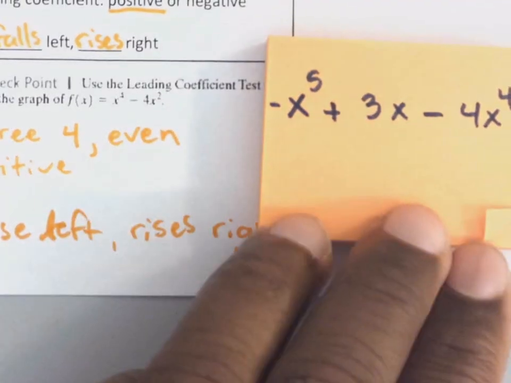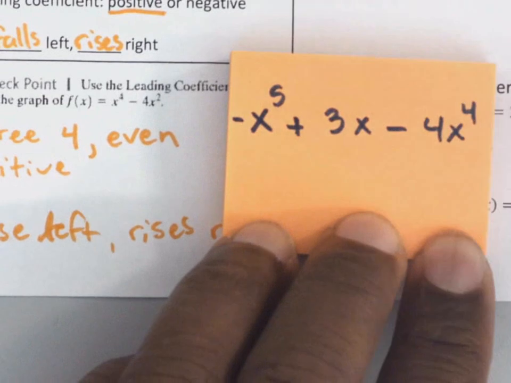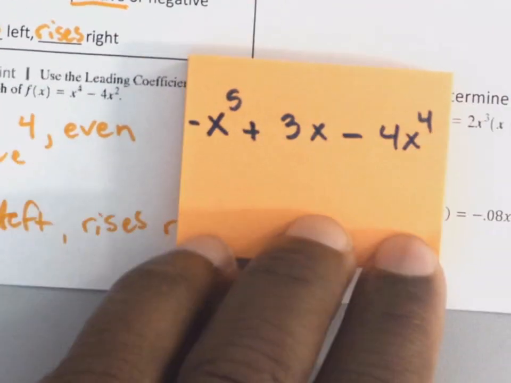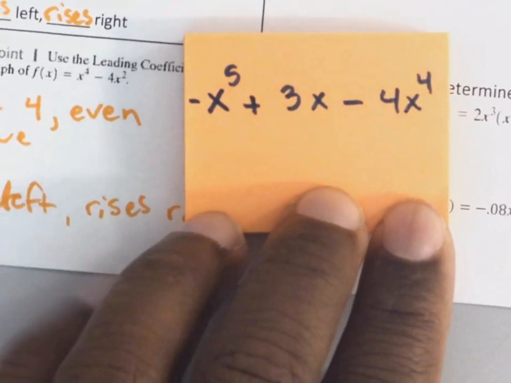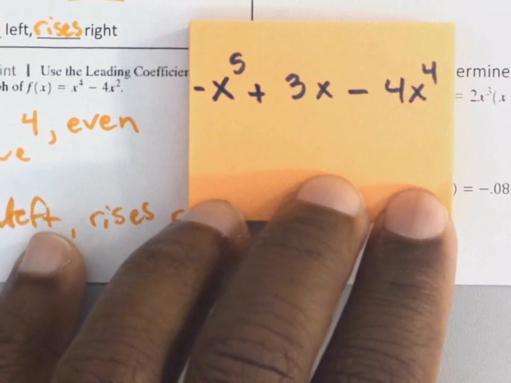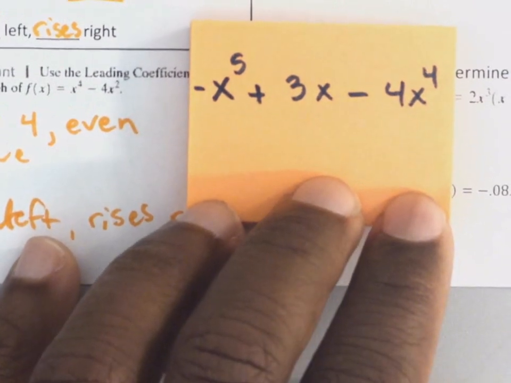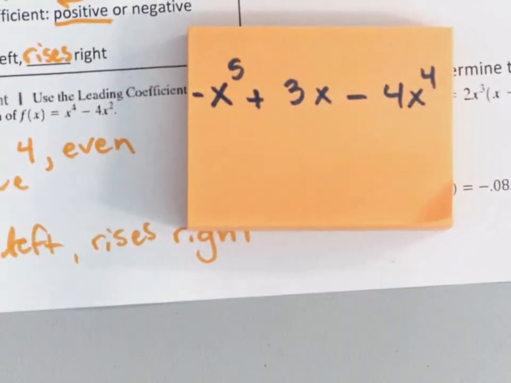Okay, let's talk about this one real quick. I'm just making this one up before we move on. All right, what's the degree? 5, okay. 5 even or odd? Odd, so I know the ends are going to be going opposite directions, right? Either like this or like this.